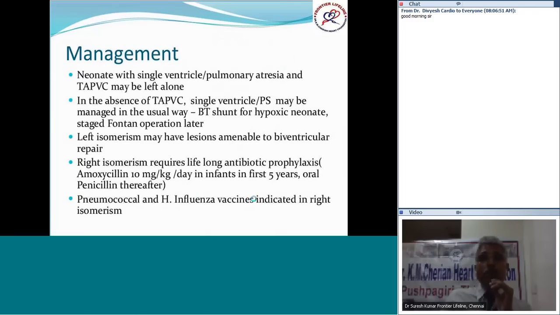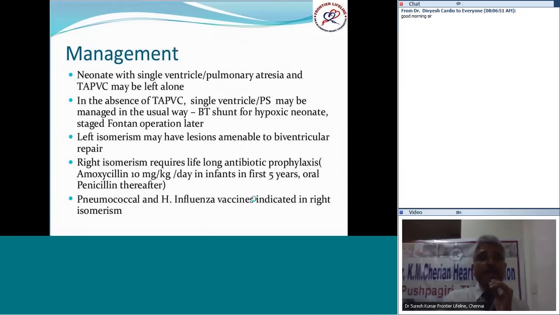So how do you deal with these babies? If a neonate has single ventricle, pulmonary atresia and TAPVC, it's doubtful whether you should offer treatment. You need to discuss with the family that the outcome of these babies is not great, and in many centers they are given only compassionate care. In the absence of TAPVC, a single ventricle with PS can be managed in the usual way. You could do a BT shunt for a hypoxic neonate. If the baby has reasonable saturation, leave it alone in the neonatal period, and you can do a staged operation later. And with left isomerism, remember, you may have lesions which are amenable to biventricular repair.